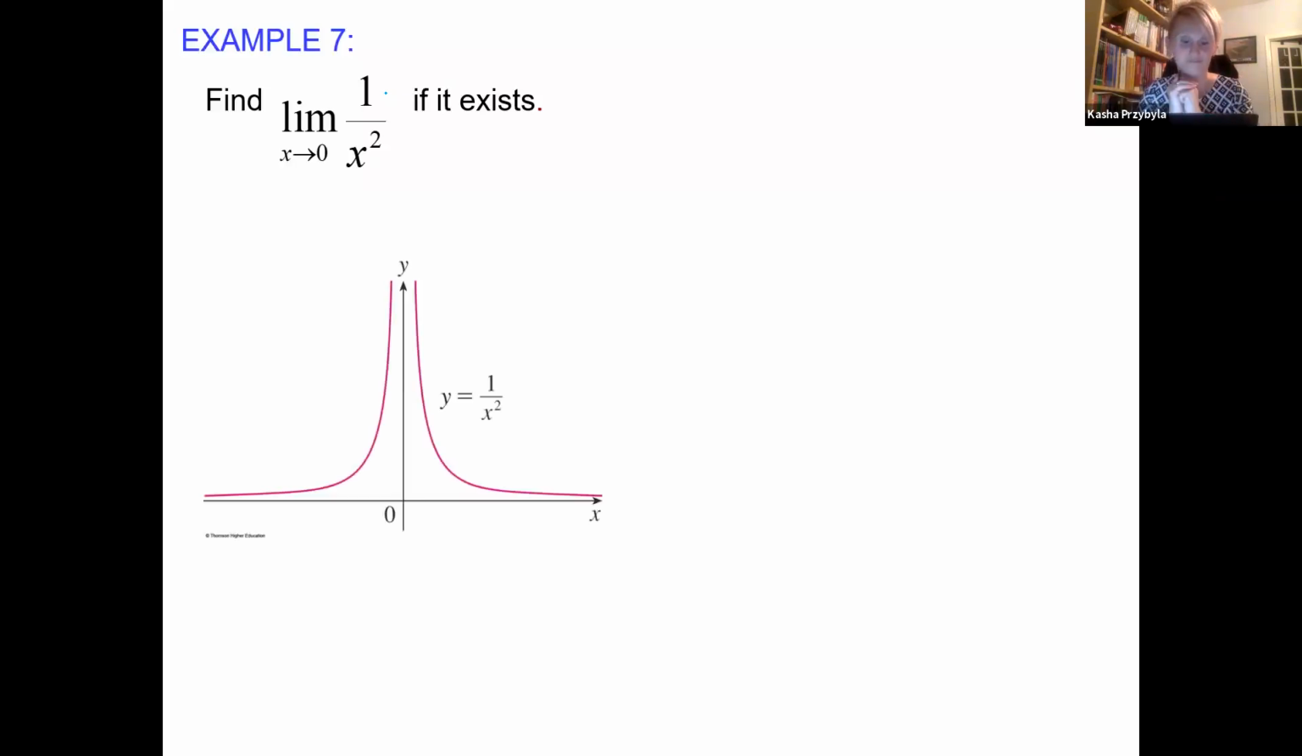Hyperbola in the first and the second quadrant. Okay. And what do you think? What situation do we have? Definitely 0 is not in the domain. But that's not a problem for us because we're not looking exactly at 0. We're looking on both sides. What would you answer?